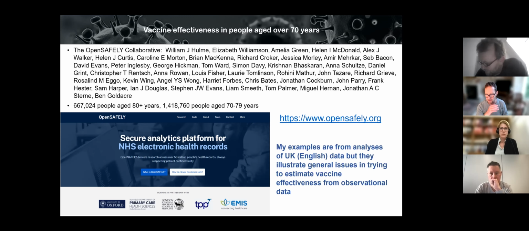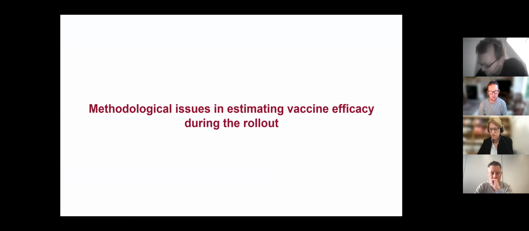My examples are therefore from analyses of English data, but they're here to illustrate general issues in trying to estimate vaccine effectiveness from observational data. So I'm going to talk about a number of methodological issues in estimating effectiveness of vaccines in the context of the rapid rollout in high-income countries of COVID-19 vaccination.